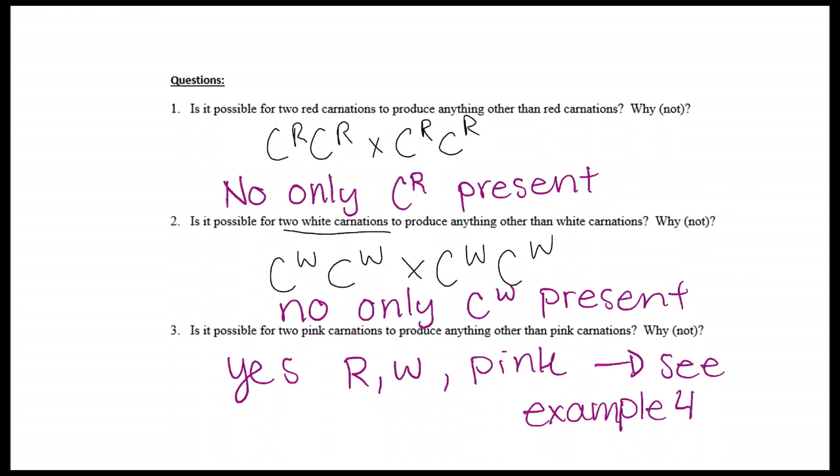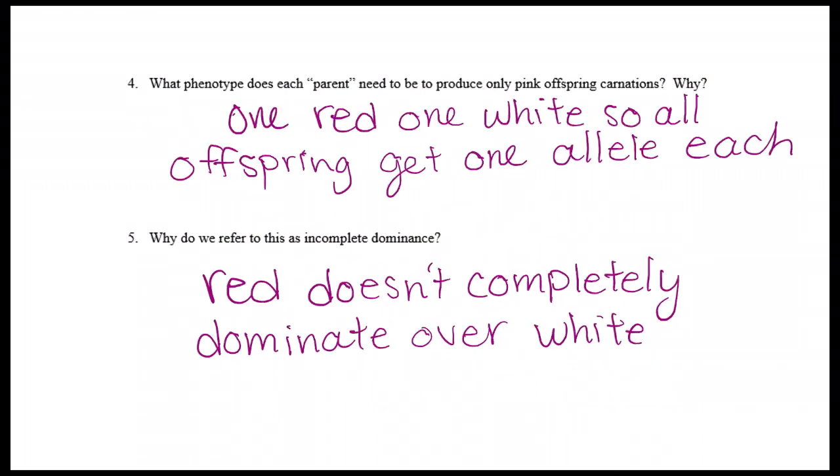Number 3, is it possible for 2 pink carnations to produce anything other than pink carnations? Why or why not? Yes, pink carnations can produce red, white, and pink offspring. This is example 4 that we just looked at. Number 4, what phenotype does each parent need to be to produce only pink offspring carnations? Why? One red and one white would need to be present. All offspring will get 1 red allele and 1 white allele from each parent.